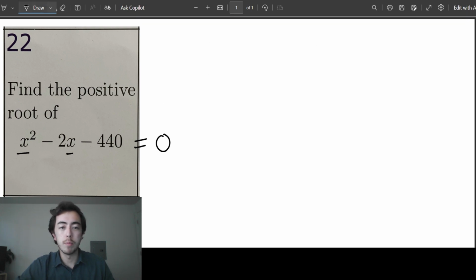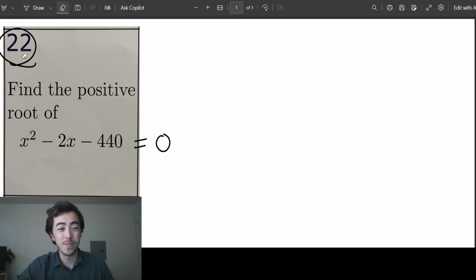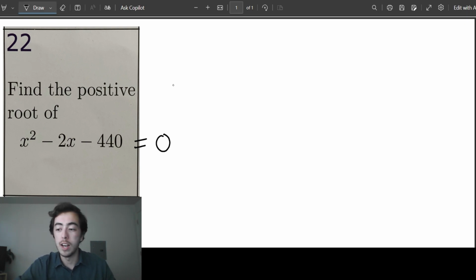So we could just keep guessing positive numbers until we find it, right? It does say find the positive root of this equation. So we could guess 1, then 2, then 3, then 4, but maybe you can tell that would take a little bit of time. So instead, I'm going to talk about quadratics for a little bit, then I'll show the strategy that specifically pertains to this problem.